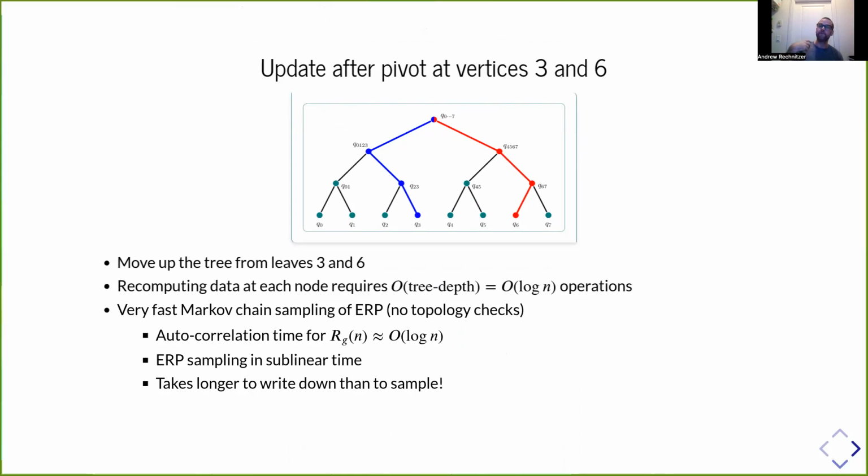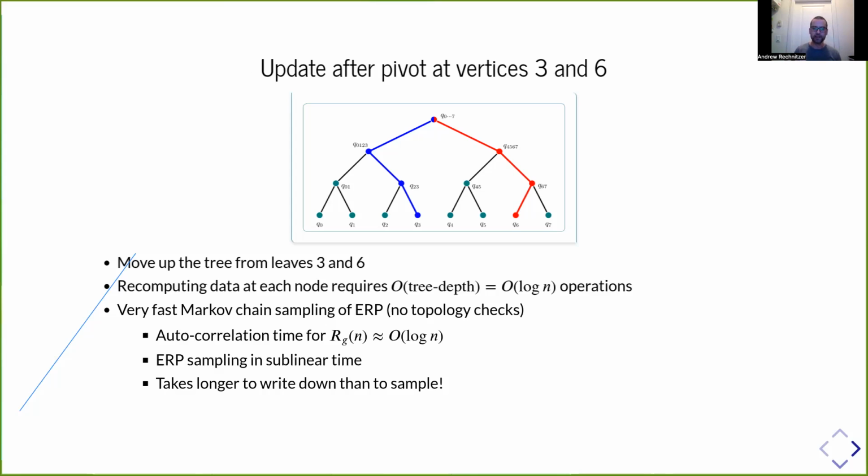And this gives you a very fast Markov chain sampling, the way at least I've set it up here, for equilateral random polygons, because there are no topology checks in anything I've described here. And indeed, if you look at the autocorrelation time of something like the radius of gyration, that's order log n time.